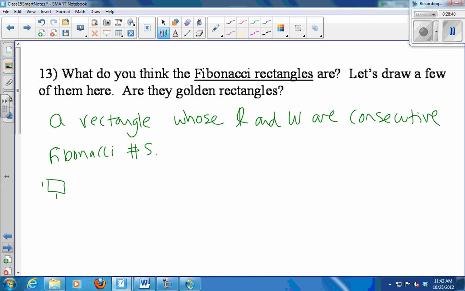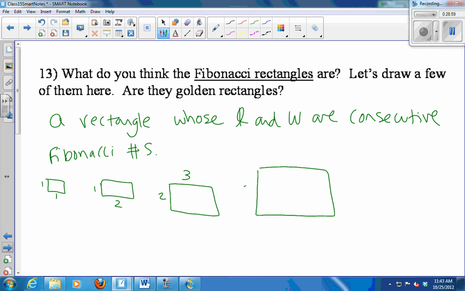So a 1 by 1 square is a Fibonacci rectangle. A 1 by 2 rectangle is Fibonacci because 1 and 2 are consecutive numbers in the Fibonacci list. Or a 2 by 3, or a 3 by 5. Oops, I ran out of room. Or a 5 by 8. Those are all Fibonacci rectangles.